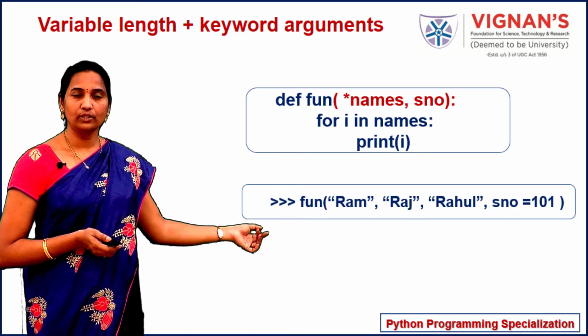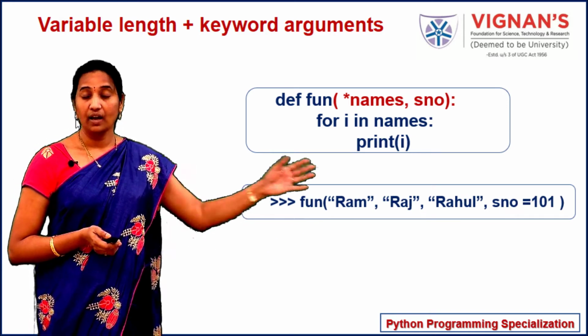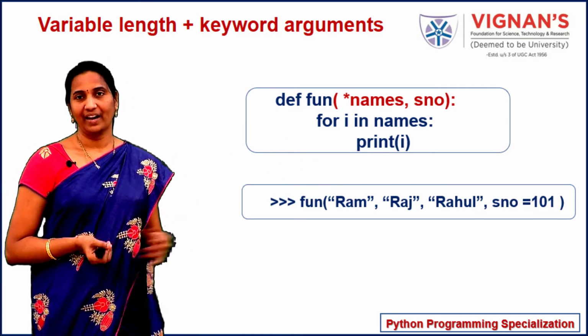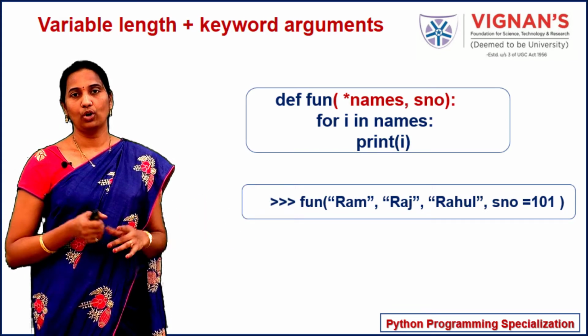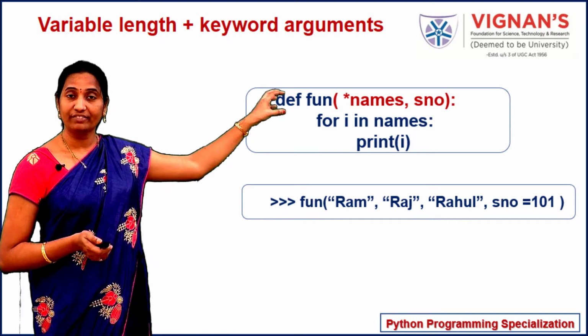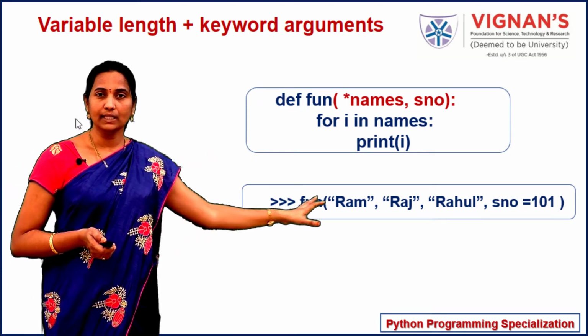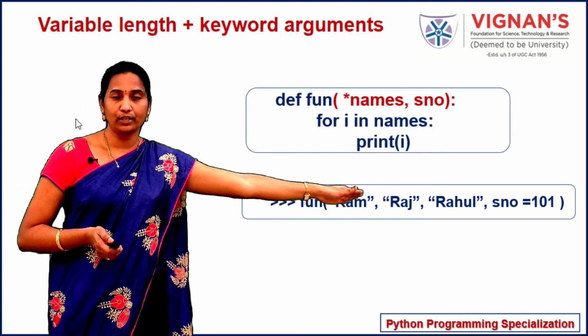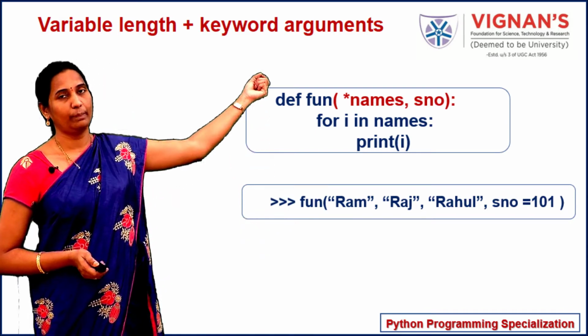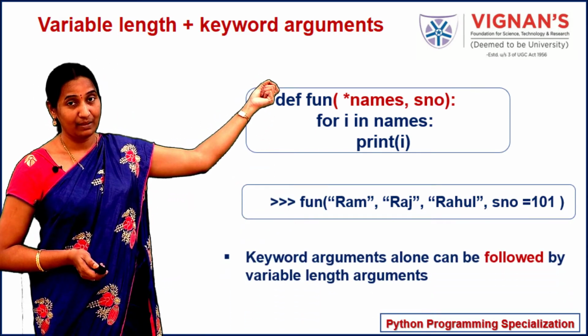So now I'm going to call this function fun by passing a list of values. If you observe, the last one is the keyword argument and the rest are all normal arguments. Because there is a variable length parameter in your function definition, all the elements except the keyword argument will be packed as a tuple and copied to the parameter names, right?